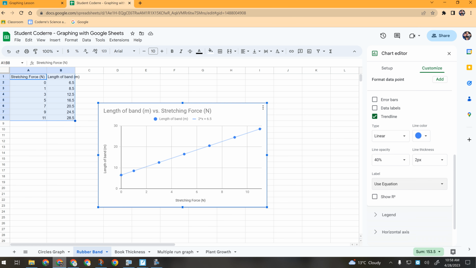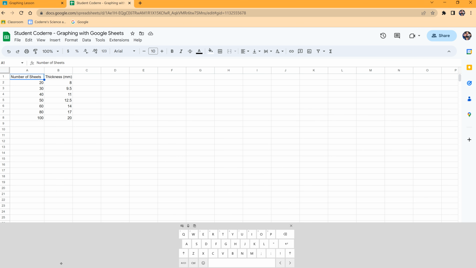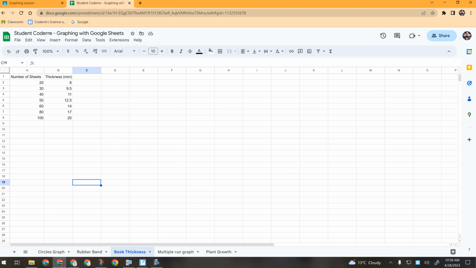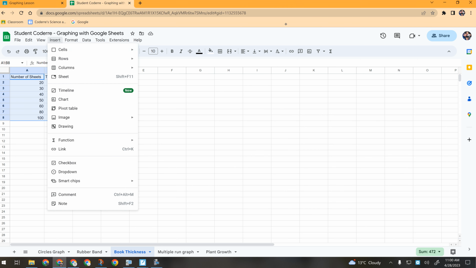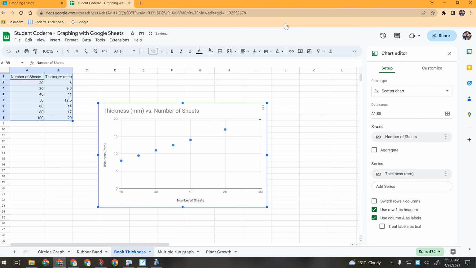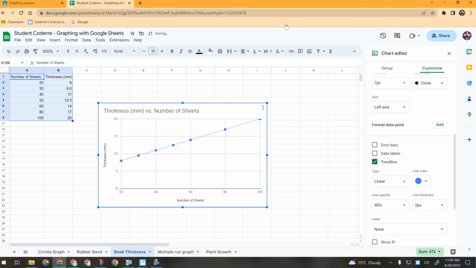Let's look at, what's our next one? Book thickness. We've got time to do this one and the multiple run graph. Build me a graph. This is a graph talking about how thick a book is based on the number of pages it has. So if we're building that graph real quick, we insert our chart. It picks the right one. We go to customize. We get the series. We get our trend line and our label. And we're good to go.